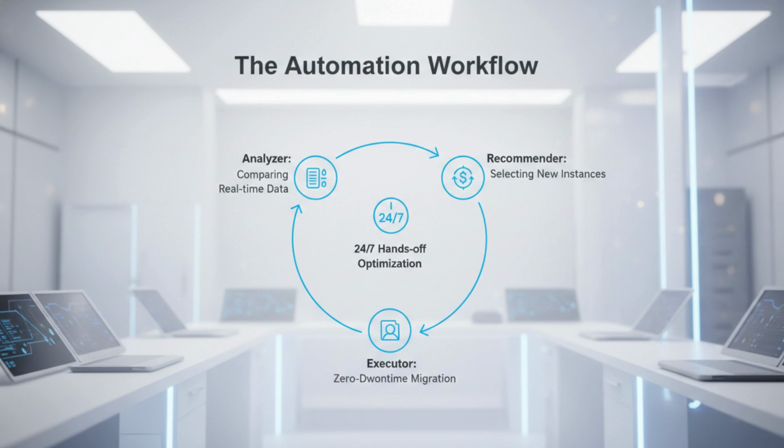Let's look at the workflow. First, the analyzer compares current usage against our baselines. Second, the recommender suggests a smaller or more efficient instance type. Finally, the executor performs the change, often during a low traffic window or using a rolling update to prevent downtime. For an ultra-scalable system, this entire loop should happen without manual intervention. This is how you scale a business to thousands of users while keeping your technical team small. You are replacing manual sysadmin work with code that works 24/7 across every time zone.